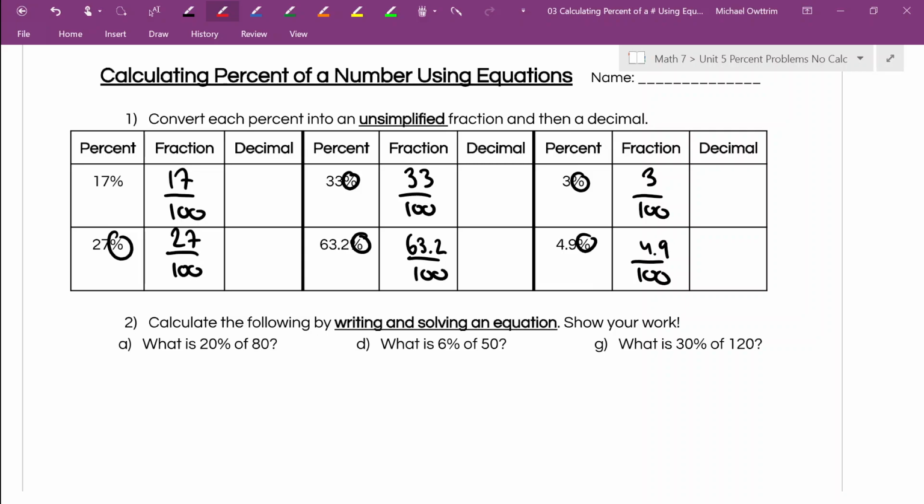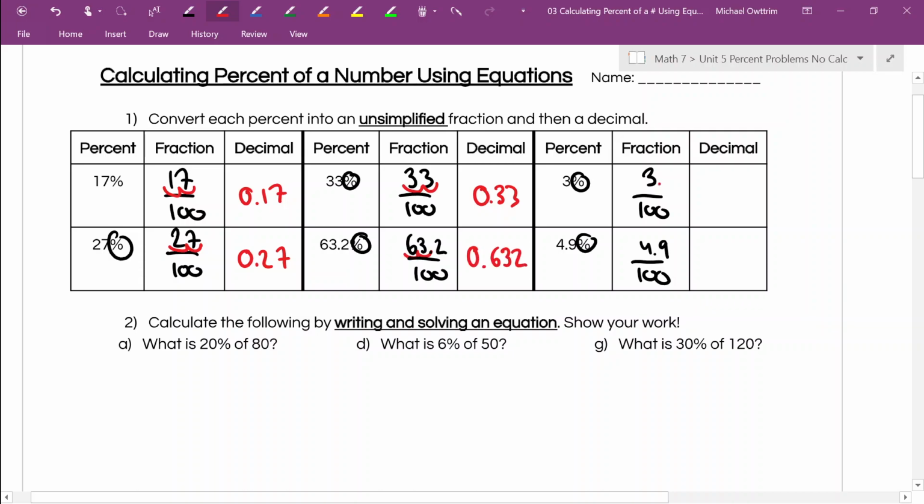Next thing to remember is that dividing by 100 moves the dot in your number 2 times to the left. So once, twice gives us 0.17. Once, twice gives us 0.27. Once, twice gives us 0.33. Once, twice gives us 0.632. Once, twice gives us 0.03. And then once, twice gives us 0.049.